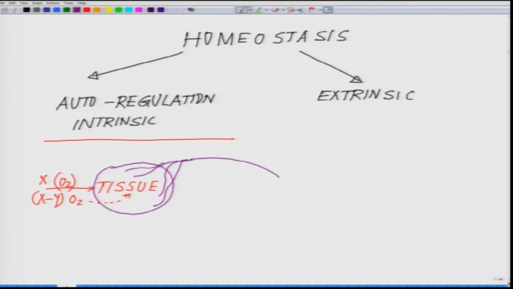So, what will happen is, these blood vessels which are present there, sensing that there is a lack of oxygen here, will secrete certain things all by themselves, a factor X. This factor X will change the diameter of the blood vessel.